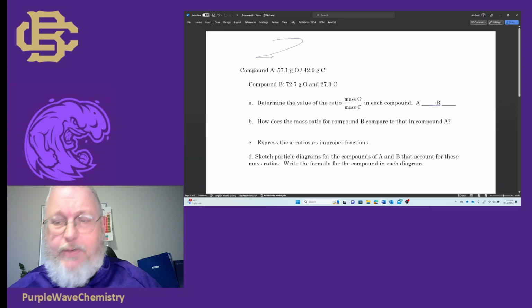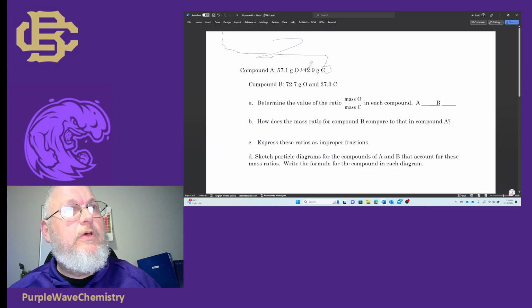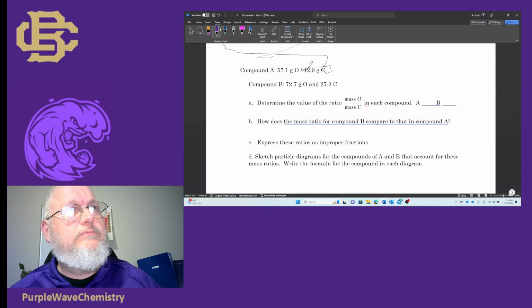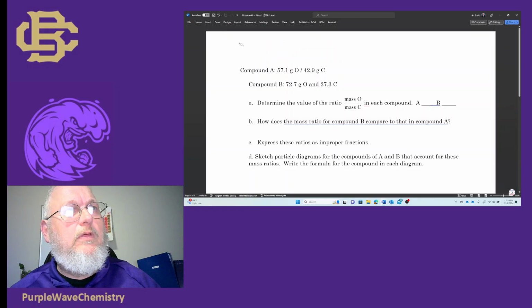So I've got two compounds here, right? I got two compounds. Oh, I don't know what's going on there. Let's go ahead and erase that real quick. All right, let's go back to drawing.